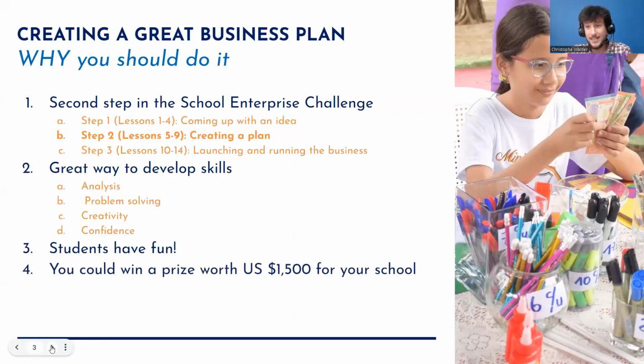Finally, if you do really well in this step, you could win a prize worth $1,500 for your school. In fact, there are 4 prizes available. There is a top prize of $1,500, but there are also 3 other prizes of $1,000 each. So there are 4 really big prizes available. And if you do well in this step, your school could win this. And I think just by being here today, you're going to be increasing your chances of winning, because I'm going to be sharing some really valuable information about this step.